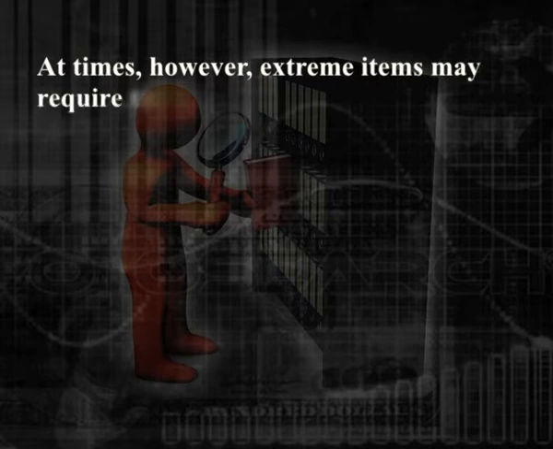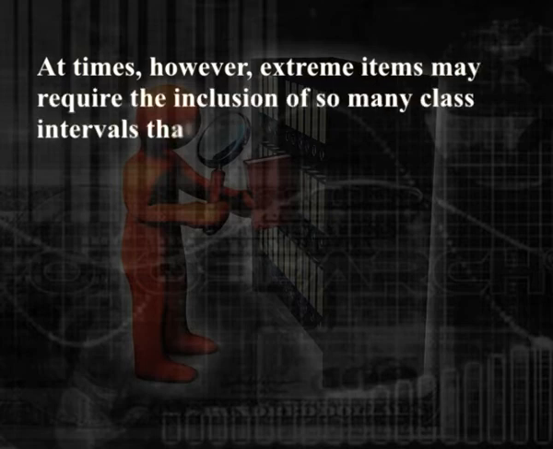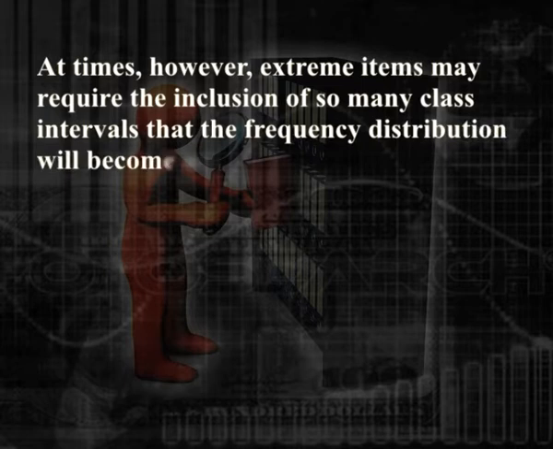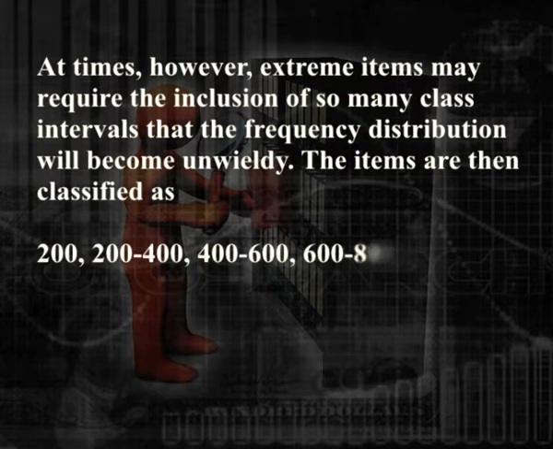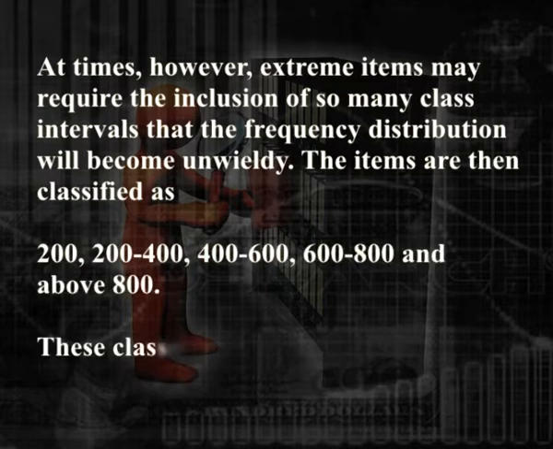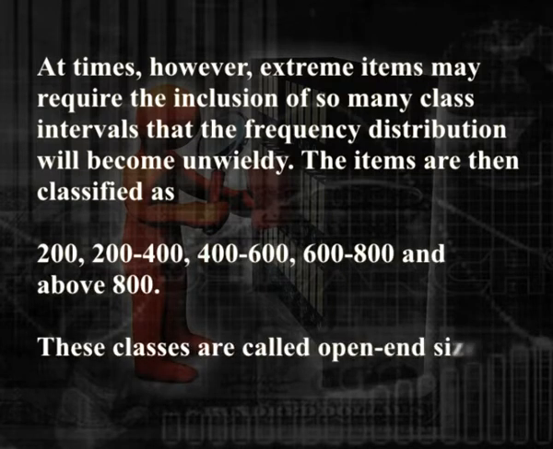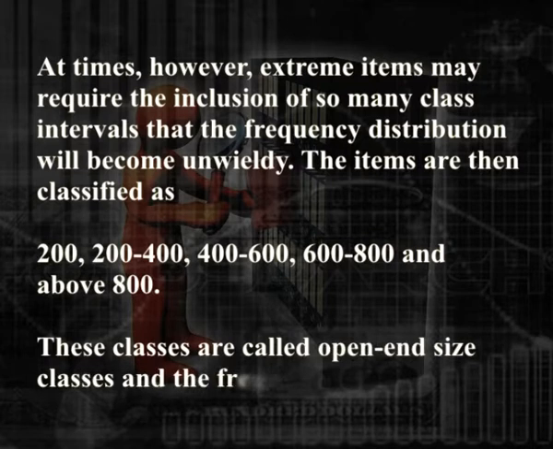Let's come to the fifth point. The intervals should be equal for all classes. If intervals are not of uniform width, it is difficult to make a meaningful comparison between classes. At times, however, extreme items may require the inclusion of so many class intervals that the frequency distribution will become unwieldy. The items are then classified as below 200, 200 to 400, 400 to 600, 600 to 800, and above 800.